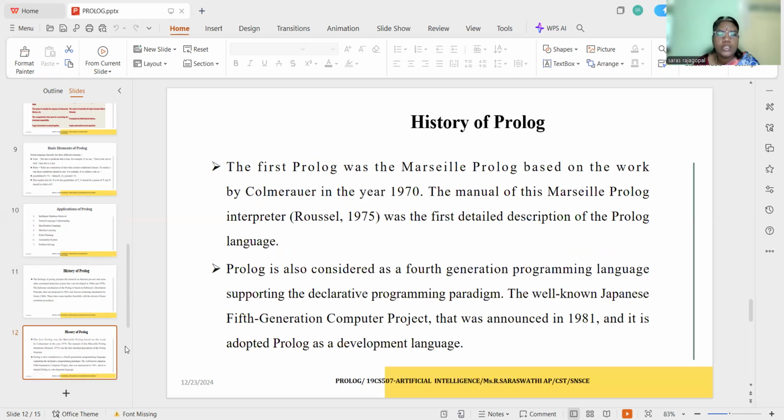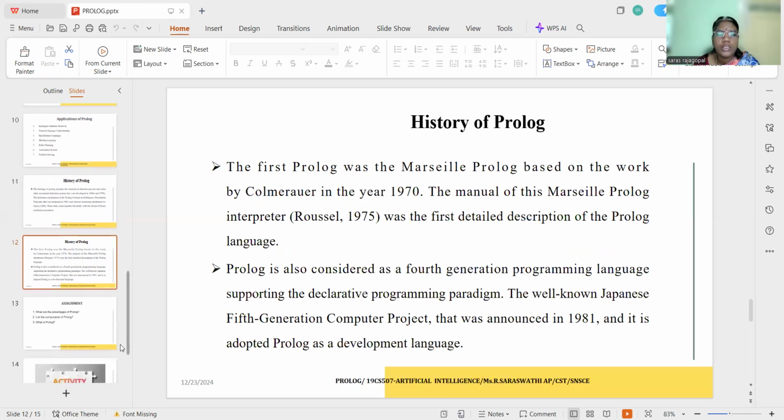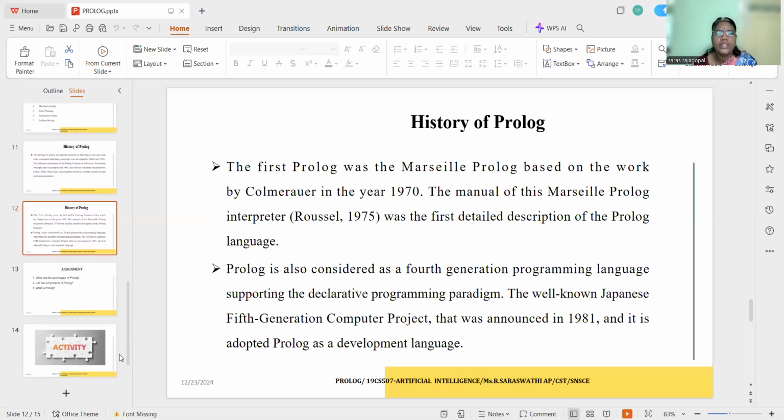Prolog is a fourth generation programming language supporting the declarative programming paradigm. The well-known Japanese Fifth Generation Computer project, announced in 1981, adopted Prolog as a development language.